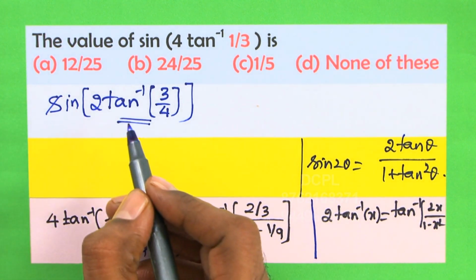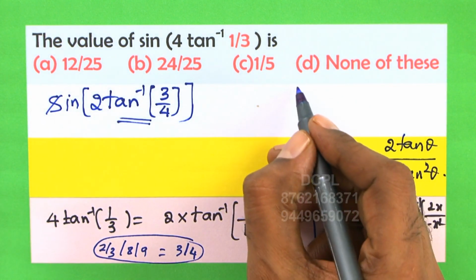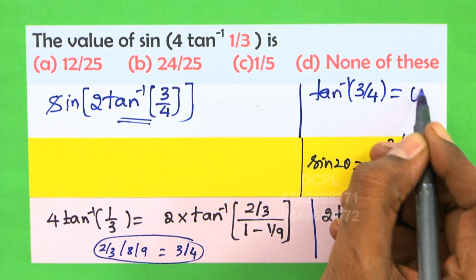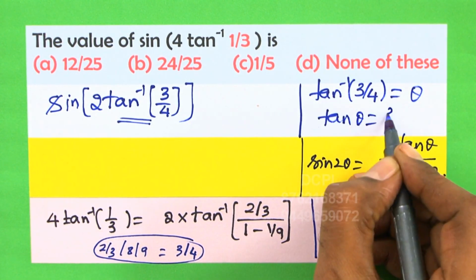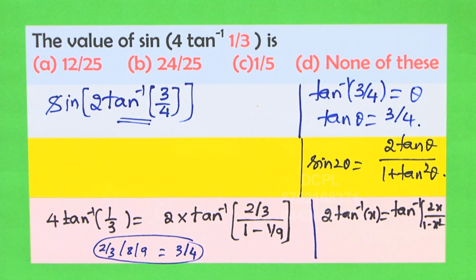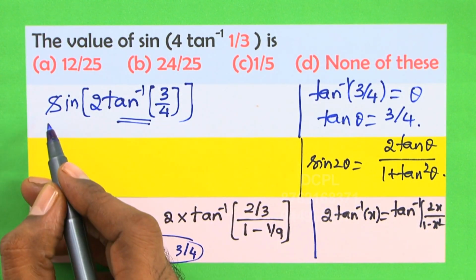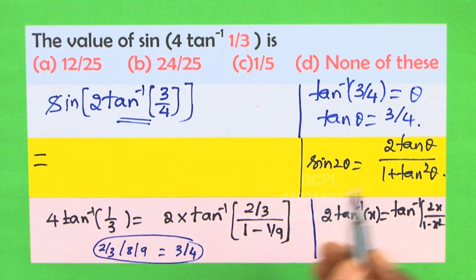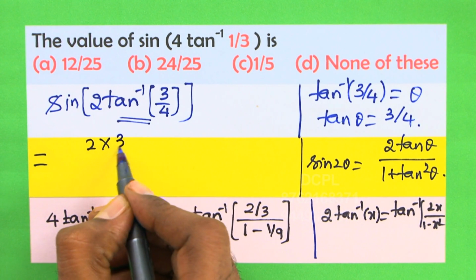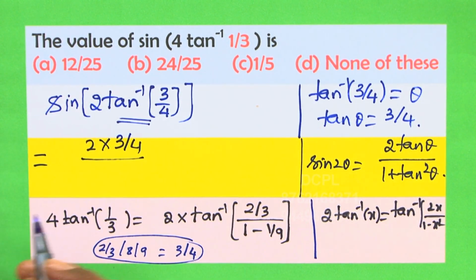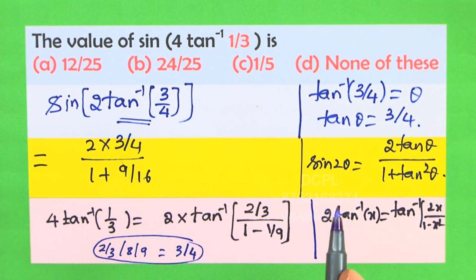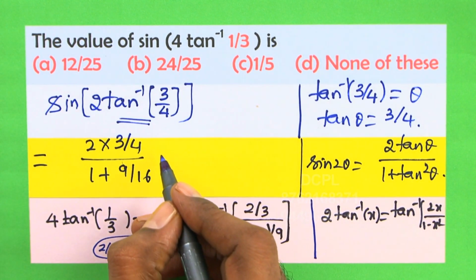So suppose you call tan inverse of 3 by 4 as theta, then definitely tan theta is equal to 3 by 4. Is that correct? So, sine of 2 theta is 2 into tan theta, which is 3 by 4, divided by 1 plus tan square theta, 1 plus 9 by 16. Is that correct? Right.